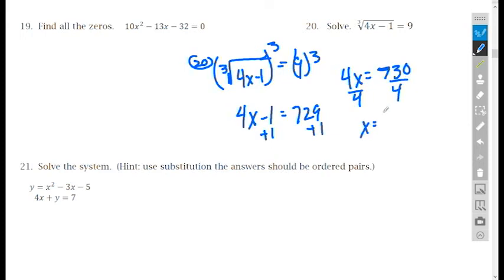730 over 4. Let me just simplify that. They're both divisible by 2, so this simplifies to 365 over 2. If you want to put it as a decimal instead, that's probably fine, but 365 over 2 is fine.